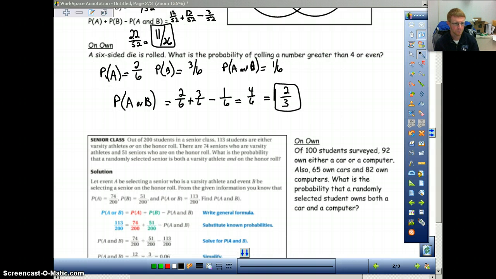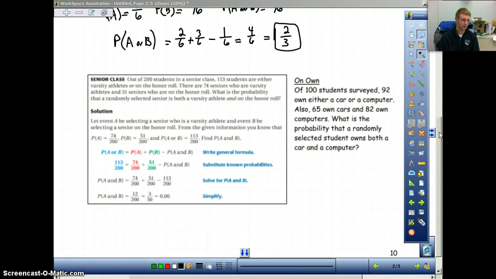All right, so for this one, we wanted the probability of rolling a number greater than 4 or even. So the probability of rolling a number greater than 4, 5 or 6, is 2 out of 6. The probability of getting an even number, 2, 4, or 6, is 3 out of 6. Now the overlap is, what is an even number that is also greater than 4? It's only 6. So the probability of that would just be 1 out of 6. So then probability of A or B is 2/6 plus 3/6 minus 1/6 is 4/6, which reduces to 2/3. Okay, so let's move on.